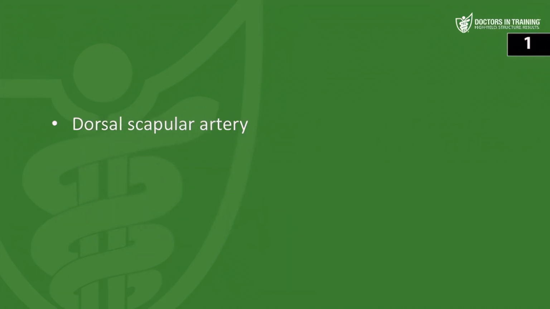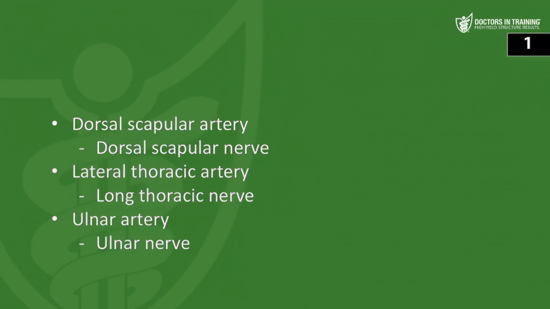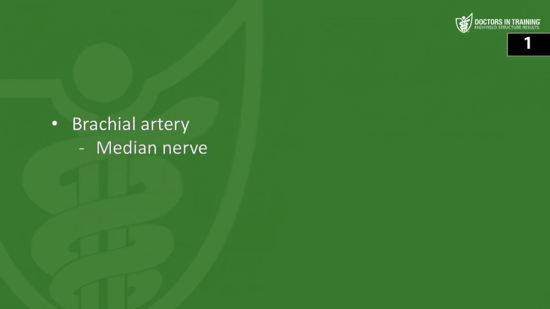Dorsal scapular artery, that's going to go with the dorsal scapular nerve. Lateral thoracic artery is going to go on with the long thoracic nerve. The ulnar artery is going to go with the ulnar nerve. And the brachial artery is going to run with the median nerve.